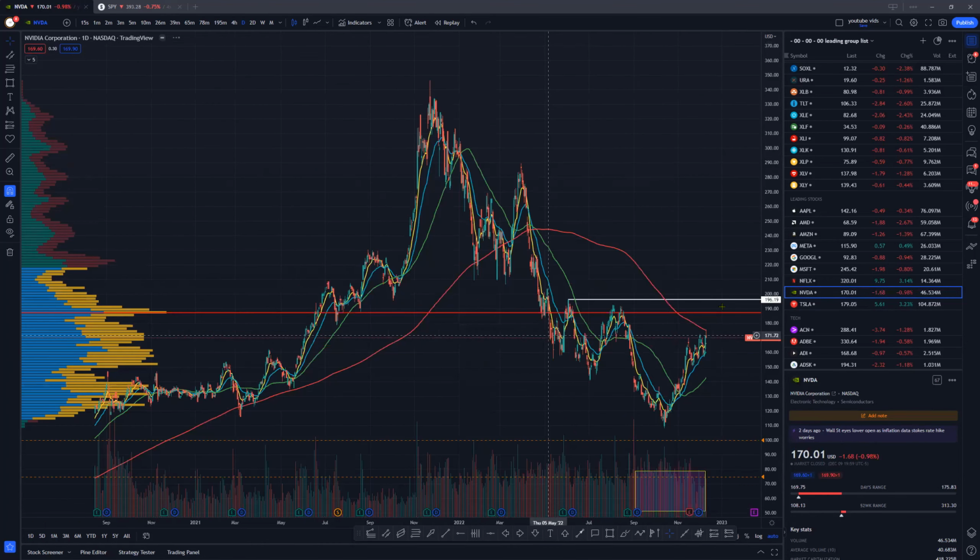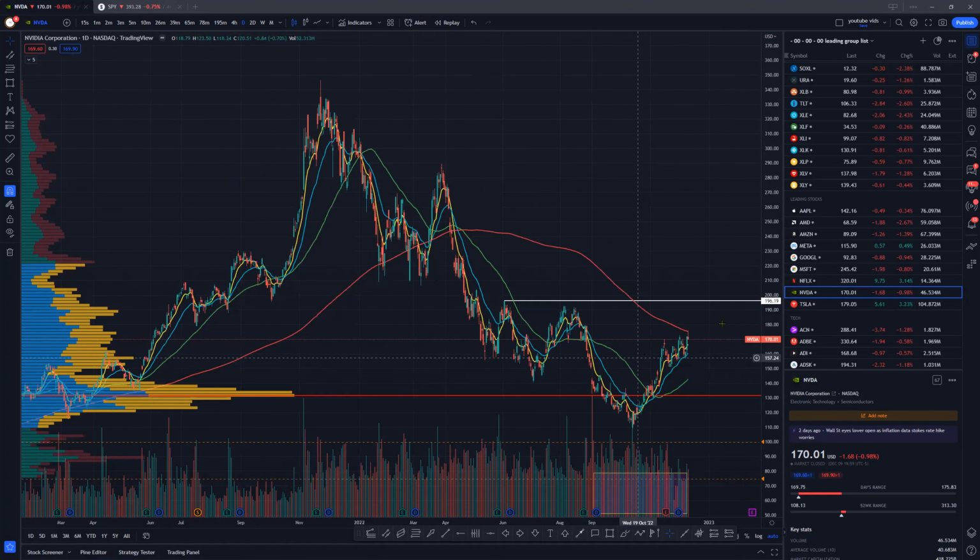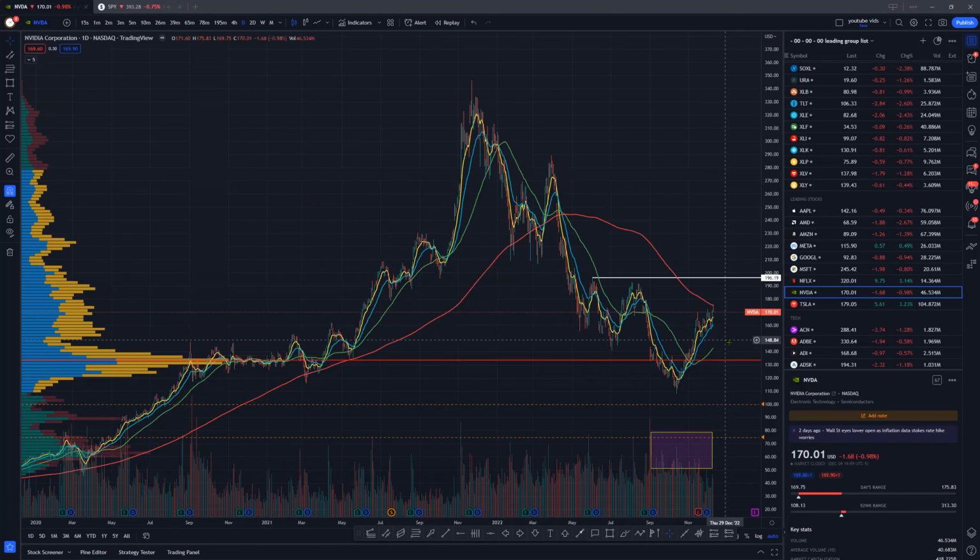Nvidia hits that 200-day moving average and is likely going to get rejected. What you're looking for is a higher low. So if it comes down, tests say 140 and holds, and then rallies back up, that's a good sign that it could come all the way back up to 196, and then potentially you'll base over here and then go higher, right?